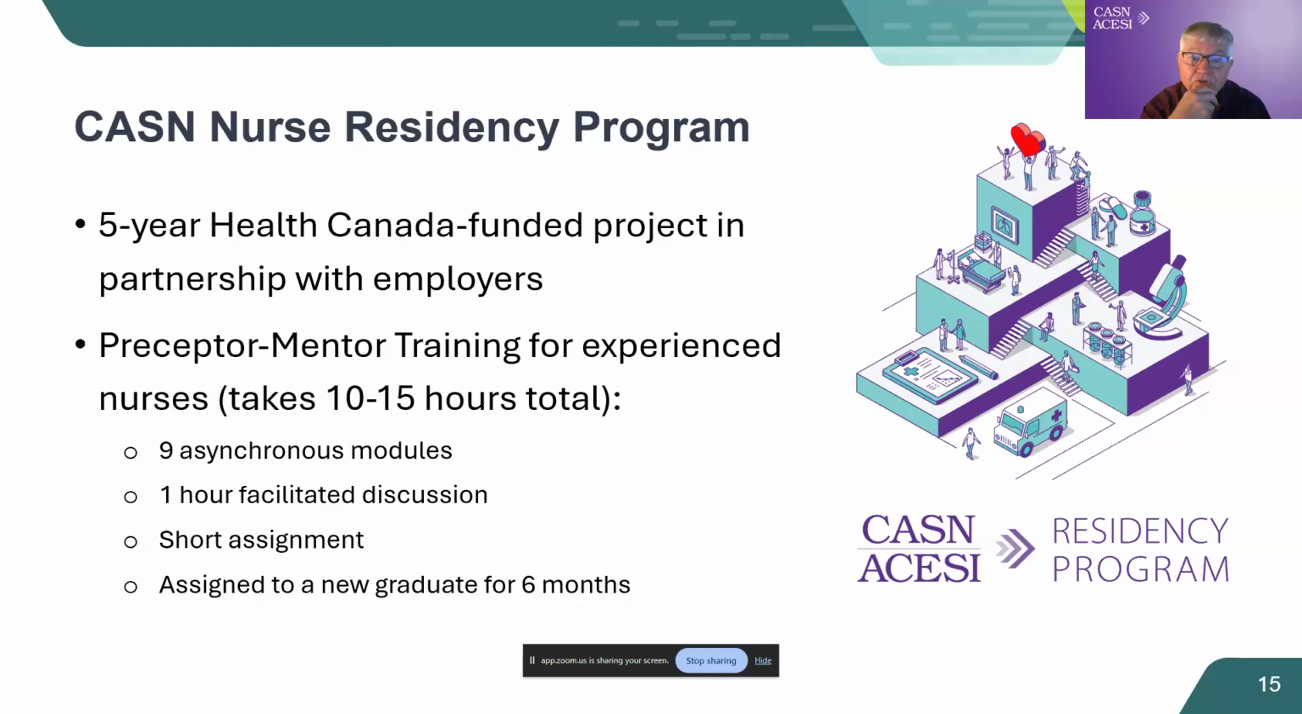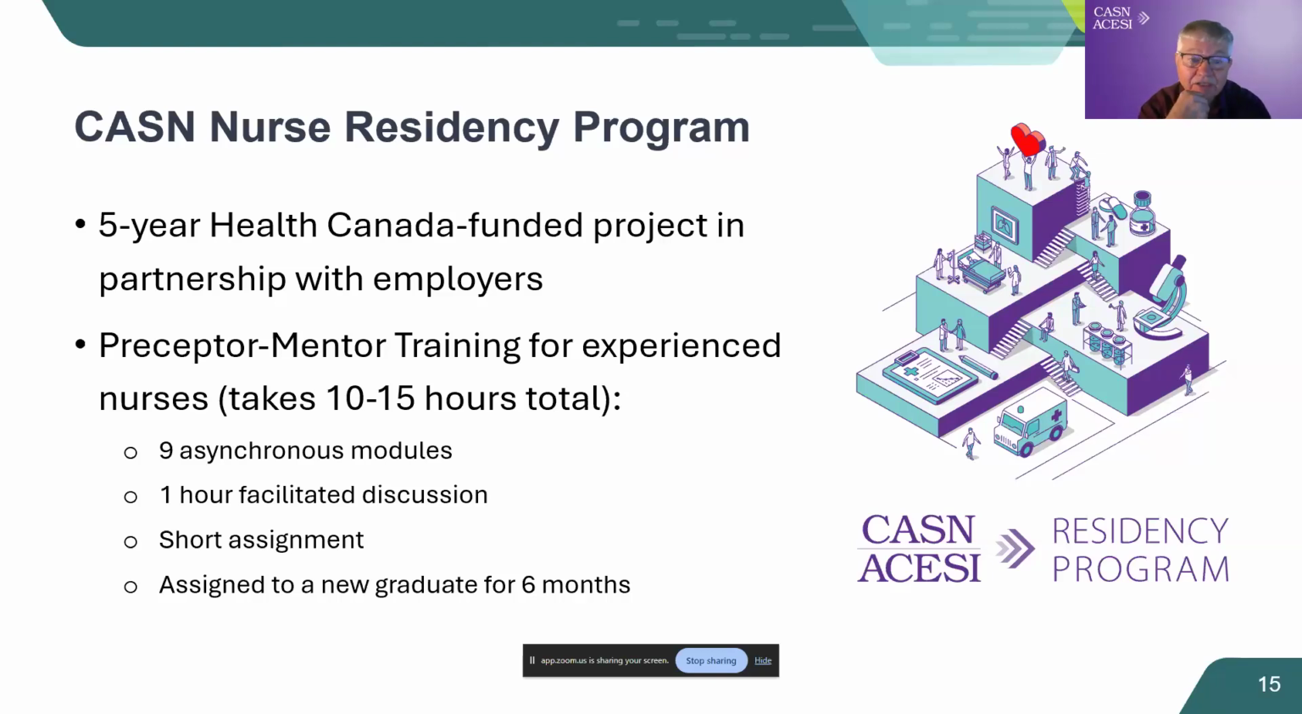There's preceptor mentor training for experienced nurses. It takes about 10 to 15 hours in total, but it's offered over a 3-month period. There are 9 asynchronous modules. There's an hour facilitated discussion, then a very short assignment, based on what you've learned in the modules and discussion: what does the first day look like with your new nurse? So it's a very practical sort of assignment.